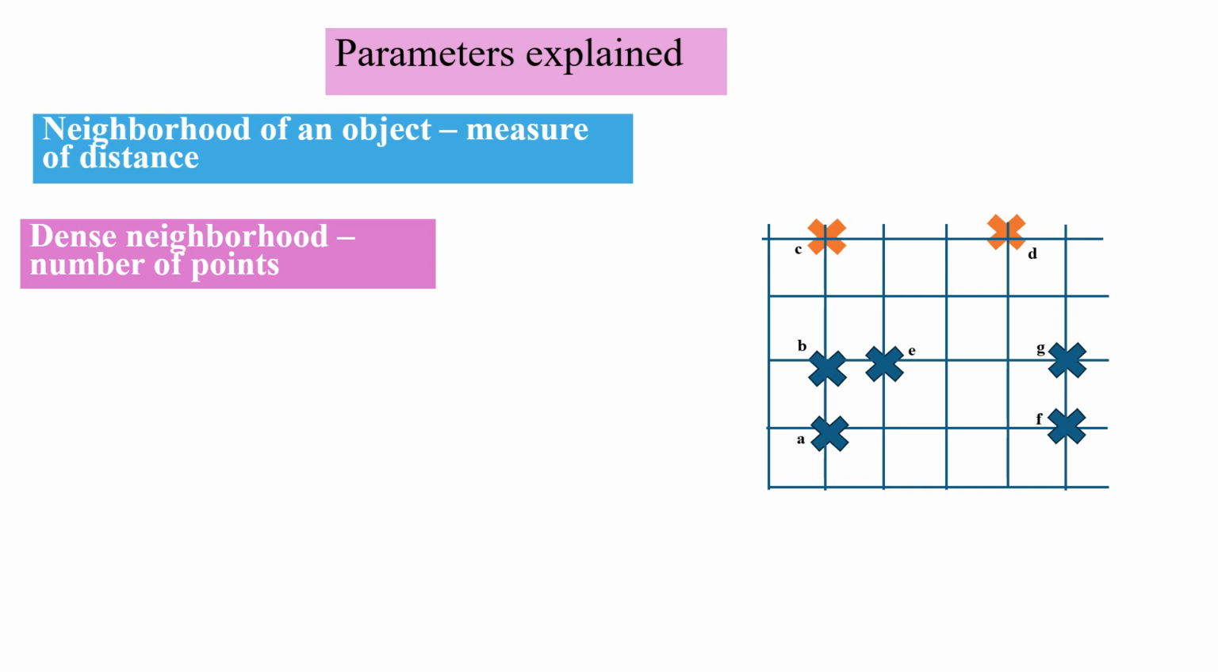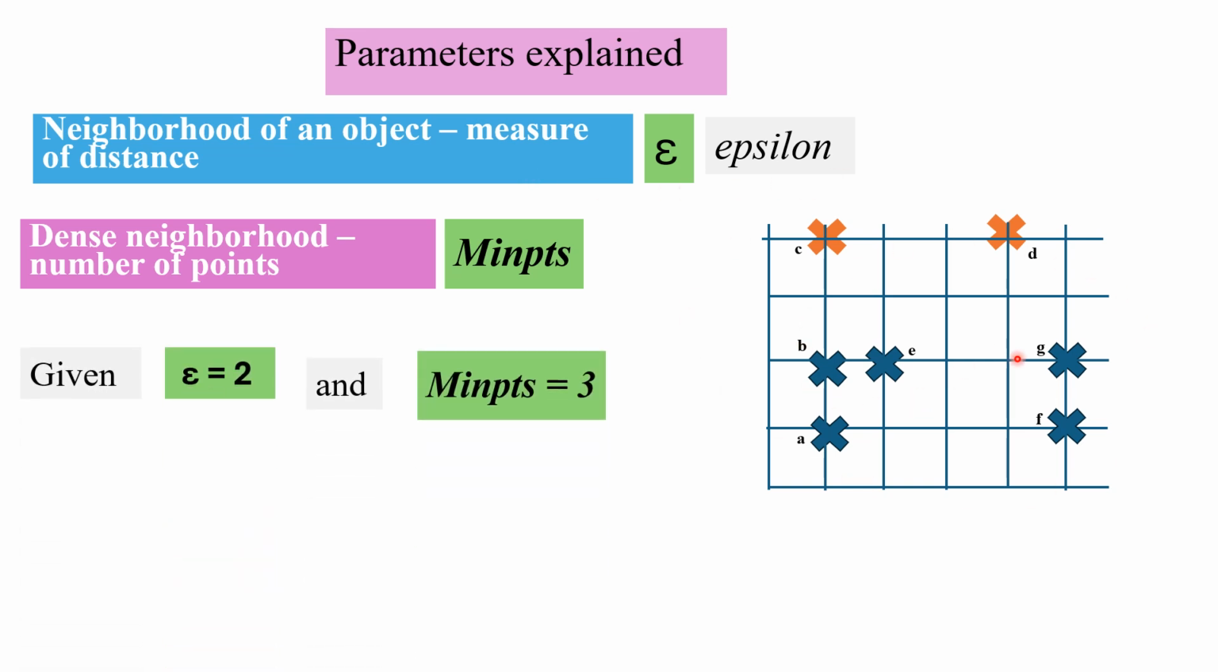So we will now explain these parameters with the help of an example. The neighborhood of an object is a measure of distance given by the parameter epsilon, which we introduced in the previous slide, and a dense neighborhood is determined by the number of points. For the given set of 7 objects shown in this grid, let us take epsilon equal to 2 and MinPts equal to 3. We want to explore what is meant by a dense region with respect to the given epsilon and MinPts. So we look at the group of these three objects here and two objects here.